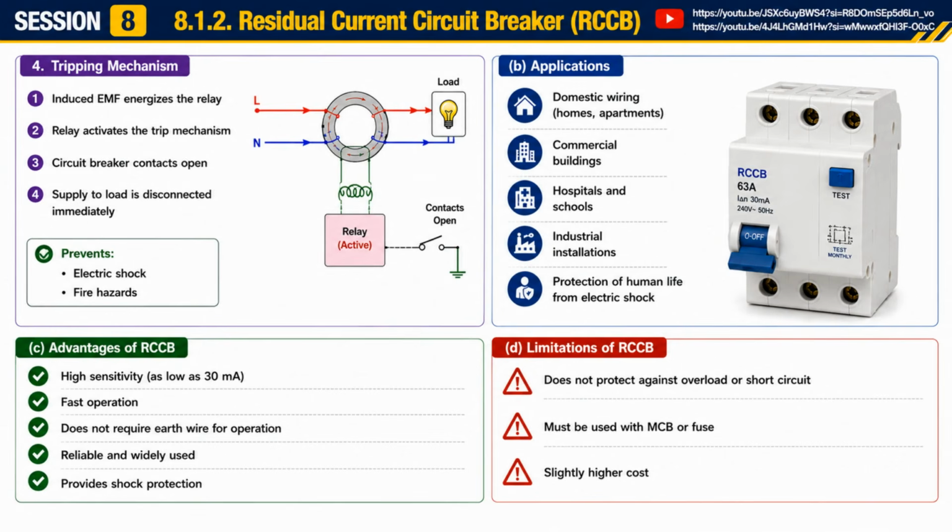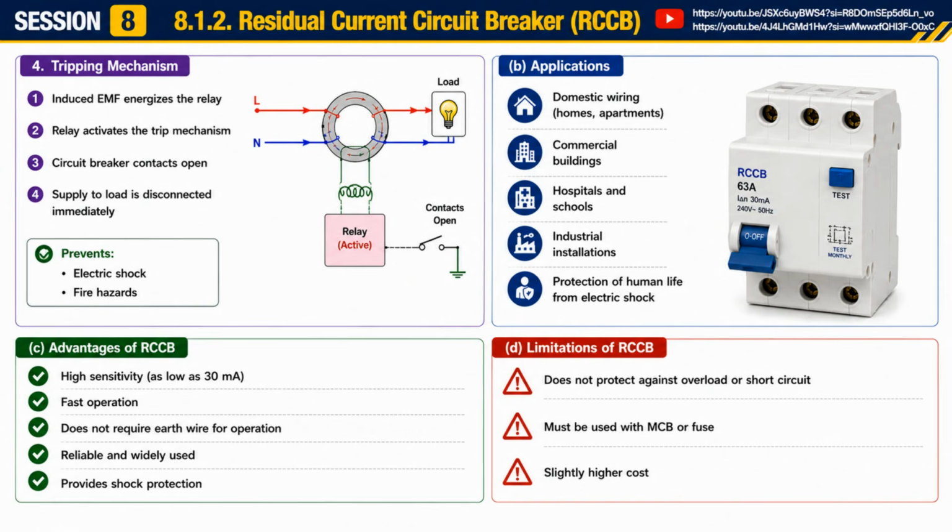Applications, advantages, and limitations. Pointwise. 1. Tripping mechanism. During an earth leakage fault, the CBCT detects the current imbalance. An EMF is induced in the sensing coil. The induced EMF energizes the relay. The relay operates the trip mechanism. The RCCB contacts open immediately. The power supply to the load is disconnected. This protects against electric shock and fire hazards.